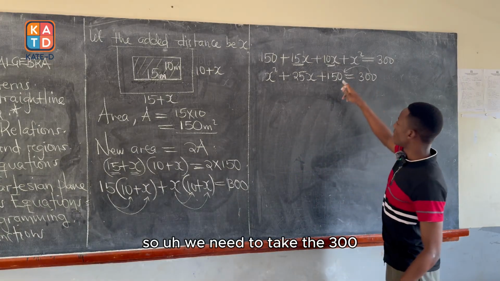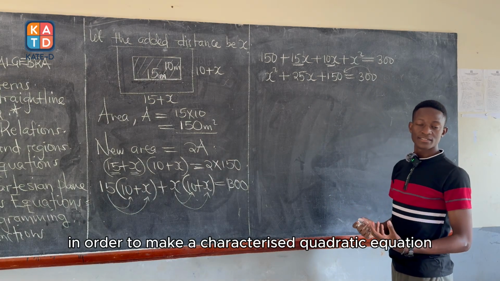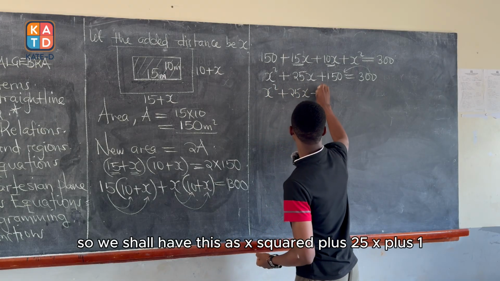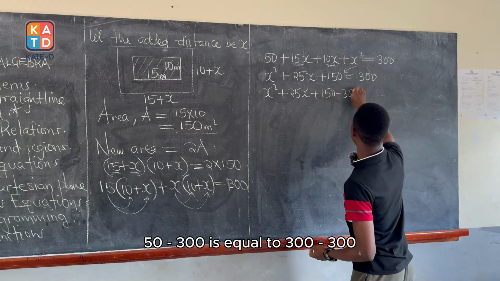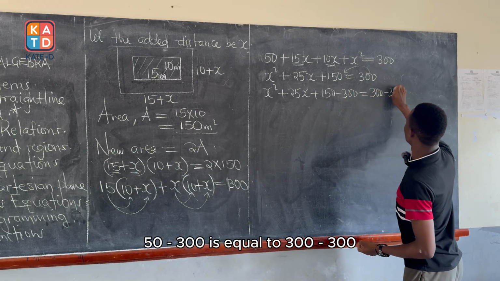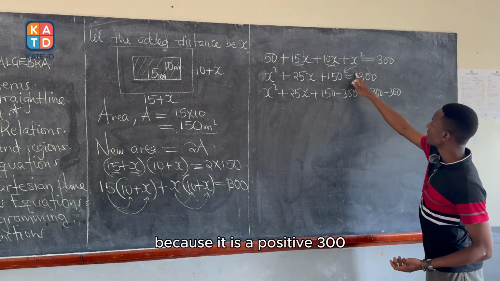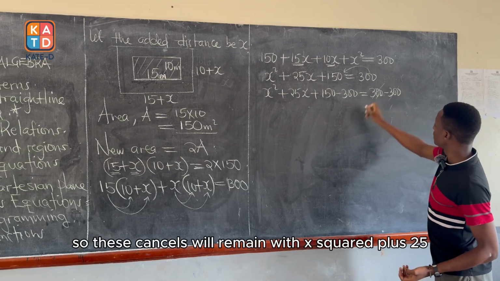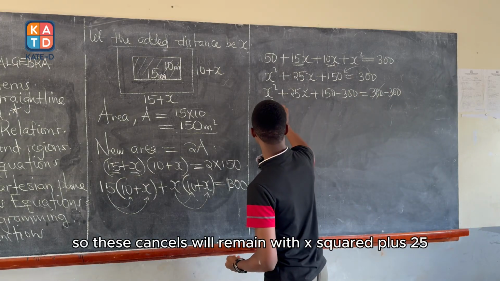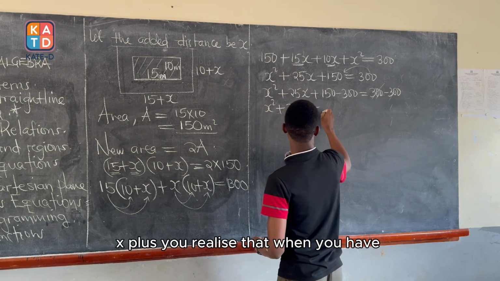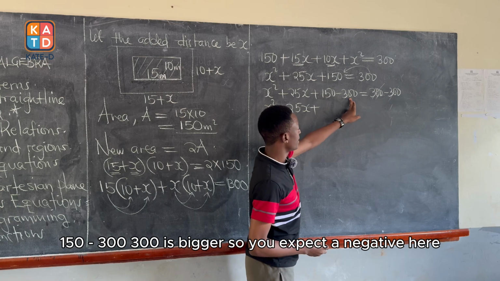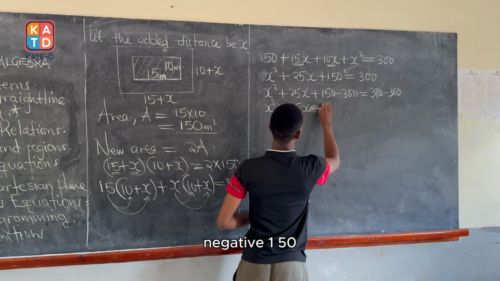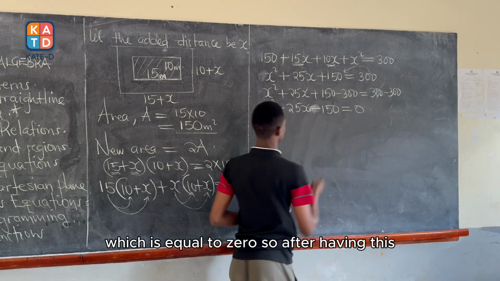So we need to take the 300 to this side in order to form a standard quadratic equation. So we shall have x squared plus 25x plus 150 minus 300 is equal to 300 minus 300. We subtract 300 from both sides because it is a positive 300. So this cancels. We remain with x squared plus 25x plus, you realize that when you have 150 minus 300, 300 is bigger, so we expect a negative here, negative 150, which is equal to 0.